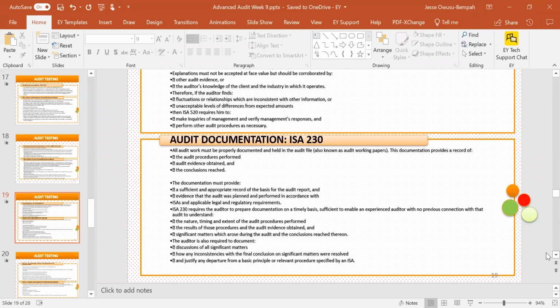The documentation. Has anyone seen an audit working paper before?